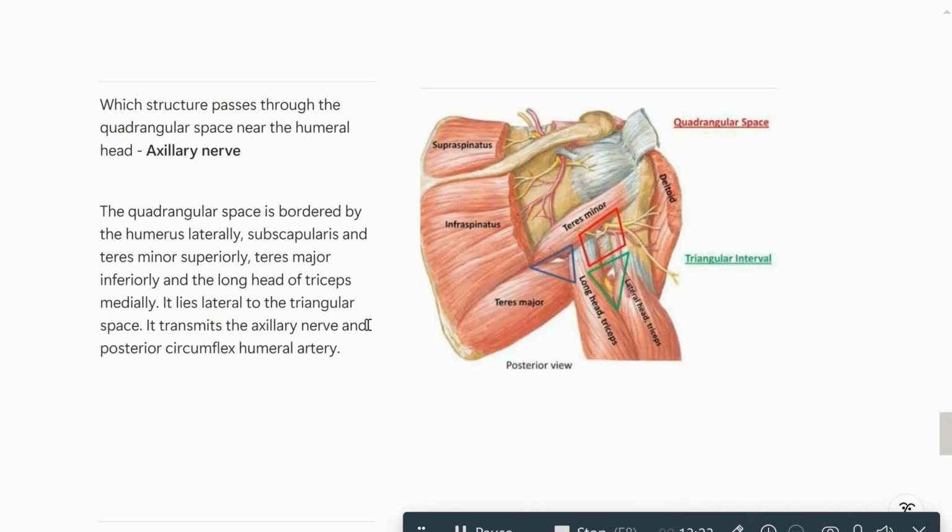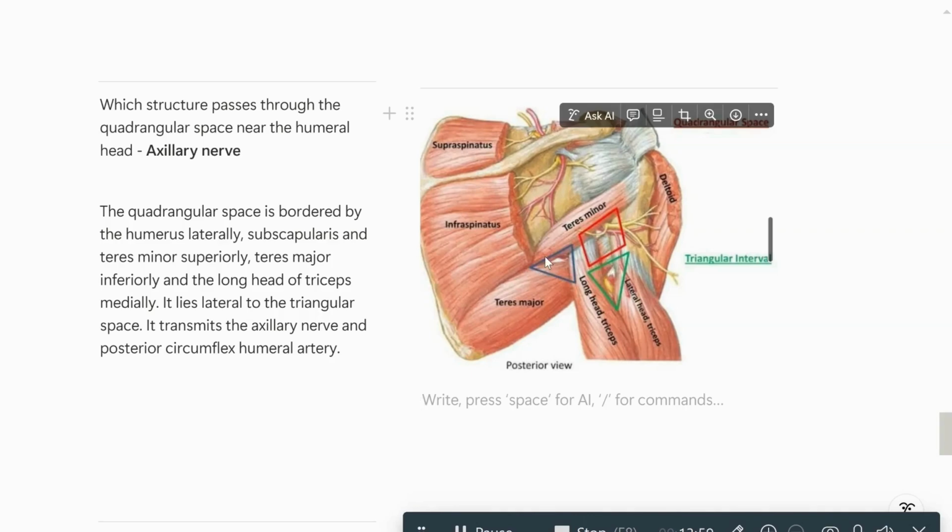So which structure passes through the quadrangular space near the humeral head? So the answer would be axillary nerve. But let me explain the boundaries as well. Quadrangular space is bounded superiorly by teres minor, inferiorly by teres major, medially by the long head of the triceps, and laterally by the surgical neck of the humerus. Axillary nerve and posterior circumflex humeral artery are the contents of the quadrangular space.